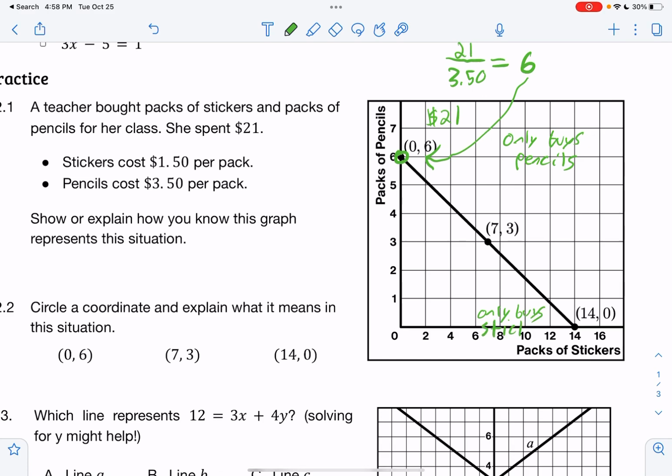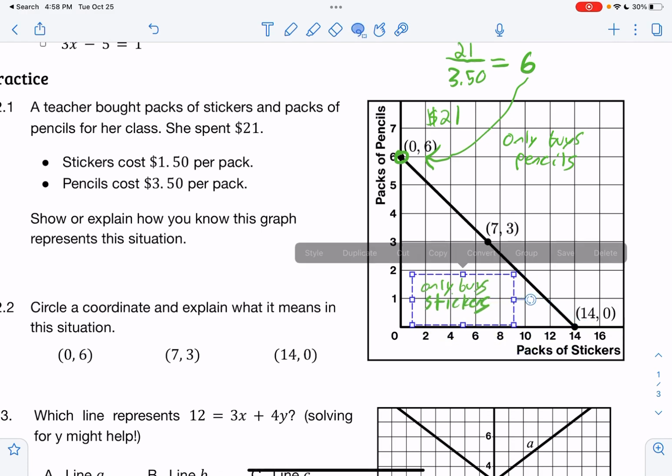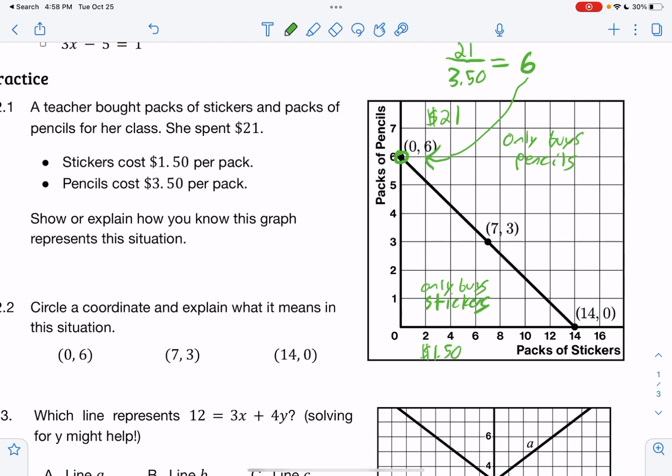And you could get into other things on this one too. You could talk about the slope maybe. You could create an equation. There are a few different things you could do on this one. So if she only bought stickers, that would be $1.50. Or we take 21 divided by that, which would give us 14. So that would mean 14 packs of stickers.